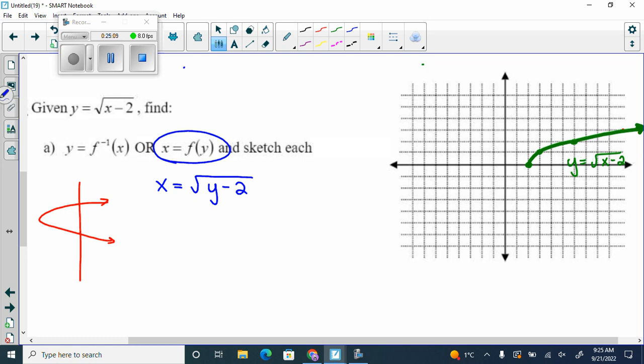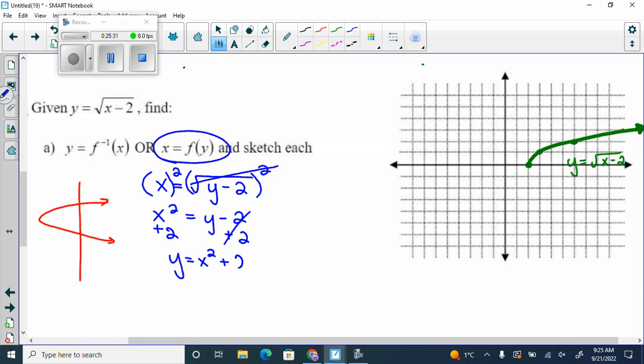What do I have to do first here? Square it. So I'm going to get x squared equals y minus 2. Then what do I have to do? Add 2. So I get y equals x squared plus 2, which is just the parent function of x squared moved 2. Where are we moving the 2? Up. Moving 2 up. Right?